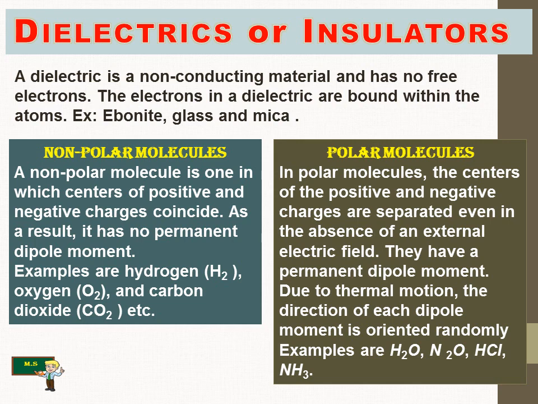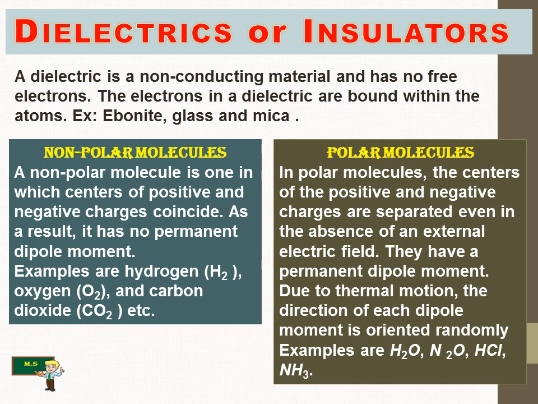First of all, polar molecules. In polar molecules, the centers of the positive and negative charges are separated even in the absence of an external electric field. The polar molecules have a permanent dipole moment, and due to thermal motion, the direction of each dipole moment is oriented randomly. Examples are H2O, N2O, HCl and NH3.